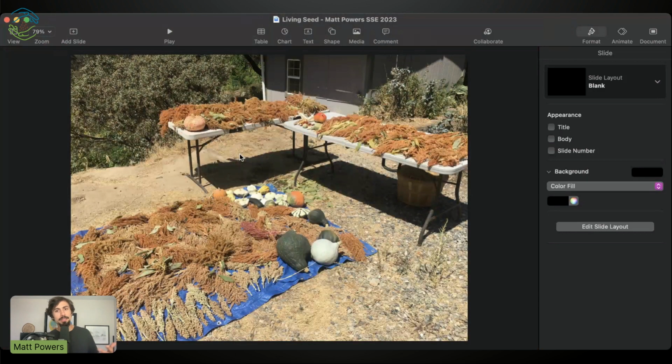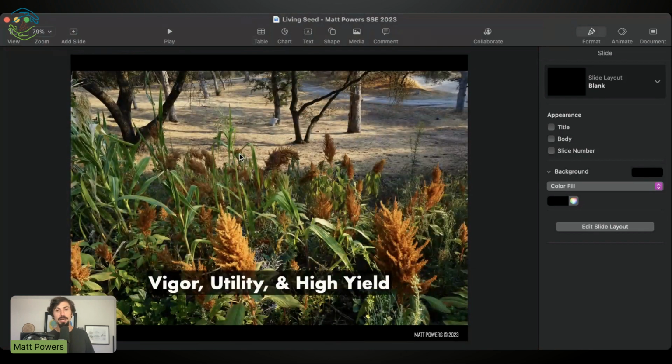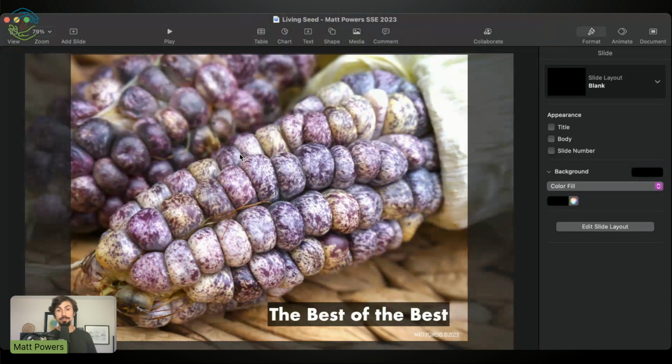So I like to save seed. I like to grow really beautiful, really powerful food. Vigor, utility, and high yield. You want to look for that. You want to see expressions that feel inspiring, because that's what our plants should do and should be. So you thought I was making fun of someone for selecting for speckles. I am that person.